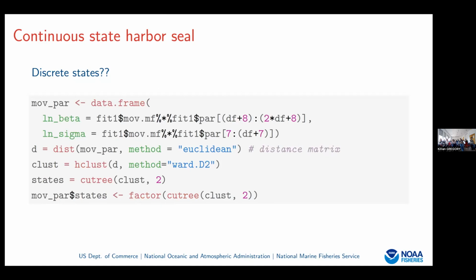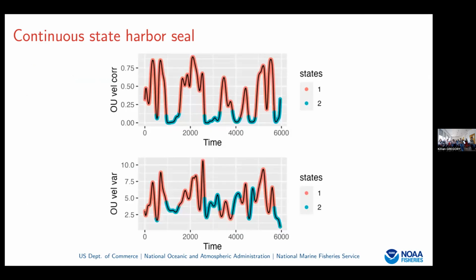And so we can pull those parameters off, and just for visualization, we could take those parameters and cluster them, just to see what they look like if we had to pick two states out of this thing. What would it look like? So that's more for a visualization thing, but we still have that continuous state. So this is what we get.